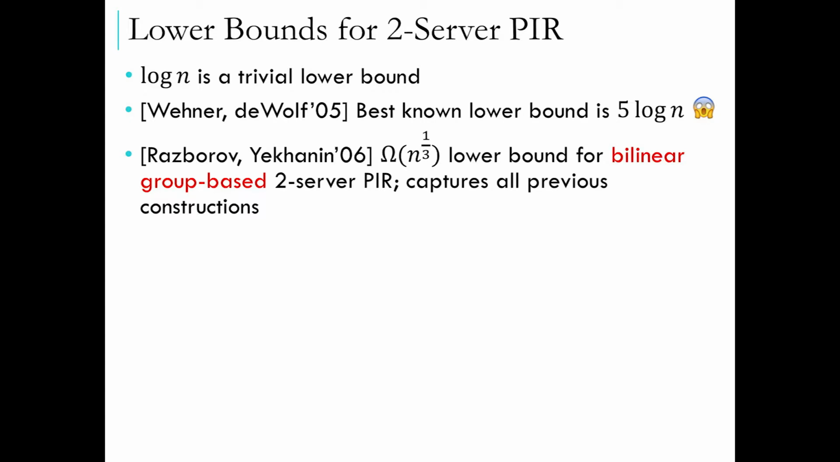There is a better lower bound of cube root of n for a restricted model of protocols called bilinear group based, by Razborov and Yekhanin. And in fact, it captured all the previous known constructions. So if you want to break the cube root of n, you have to come out of this model. And in fact, our work is not captured by this model, otherwise it would be wrong.